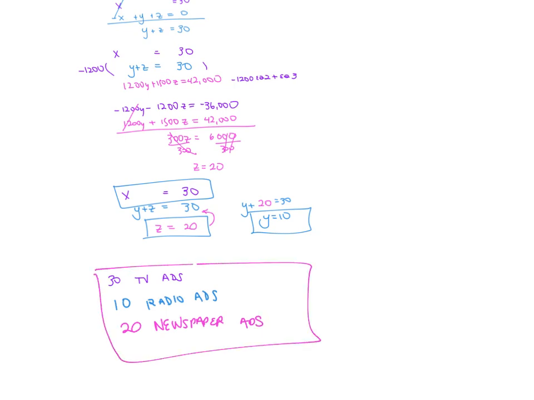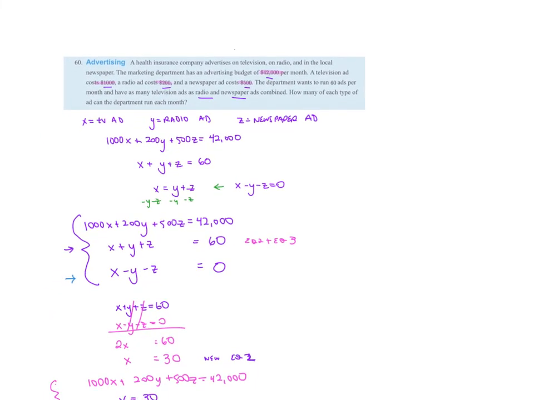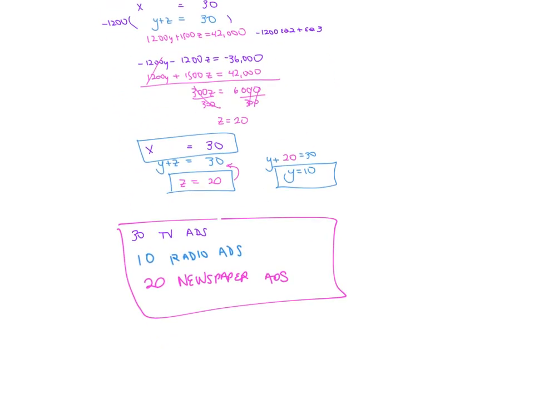You can always double check. It said we wanted to run 60 ads per month and have as many TV ads as radio and newspaper combined. So TV equals newspaper and radio, and that's true, right? 30 equals 20 plus 10.